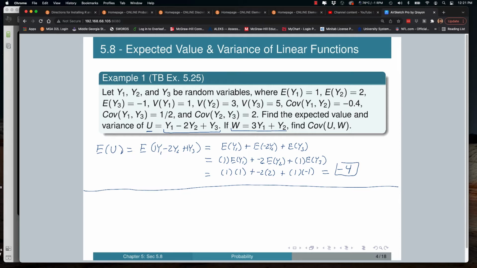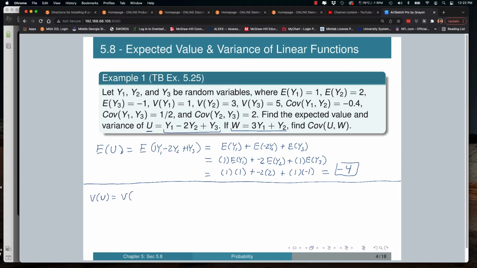Okay, let me undo that and see if I can draw that a little closer, give myself a little more room here. All right, so the variance of U is equal to the variance of Y sub 1 minus 2 Y sub 2, not lowercase but uppercase, random variable, plus Y sub 3. According to the formula on the previous page, we can pull out the constants in front of the random variables when we expand this variance.